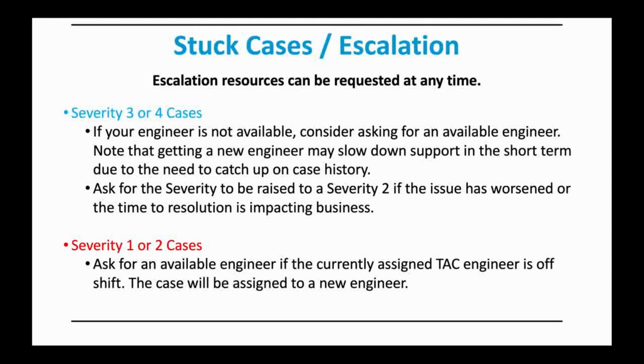If it's a severity 3 or 4 case and the problem gets worse, move it up to severity 2 or severity 1. You can do this if you're not actively on the phone. You can actually call into the phone number. I do highly recommend calling into TAC rather than trying to do it via email, because on a severity 3 case, the email or the update may not get looked at for a while.